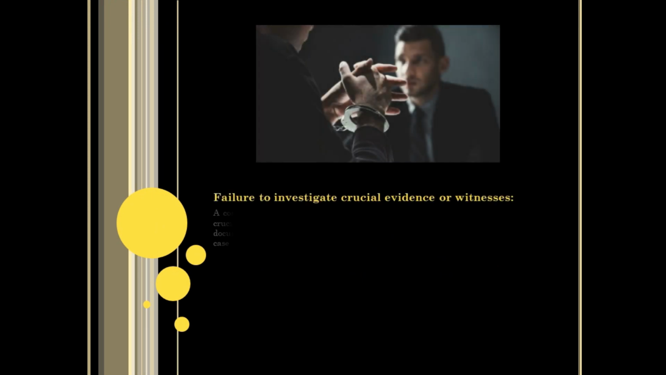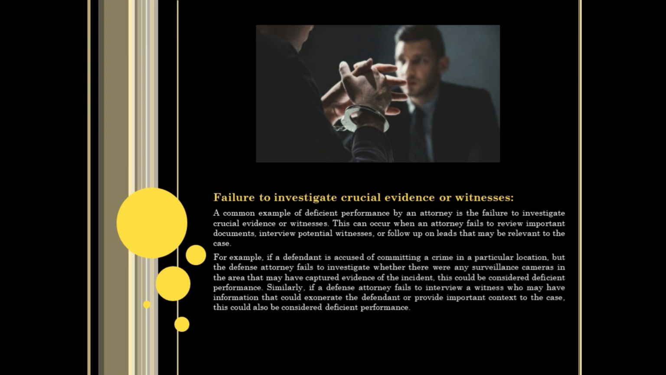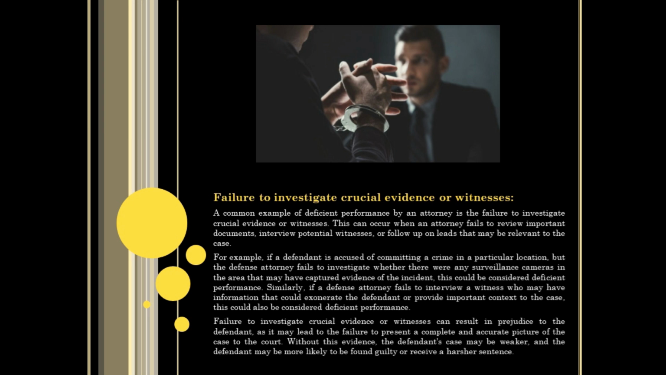Failure to investigate crucial evidence or witnesses. A common example of deficient performance by an attorney is the failure to investigate crucial evidence or witnesses. This can occur when an attorney fails to review important documents, interview potential witnesses, or follow up on leads that may be relevant to the case.